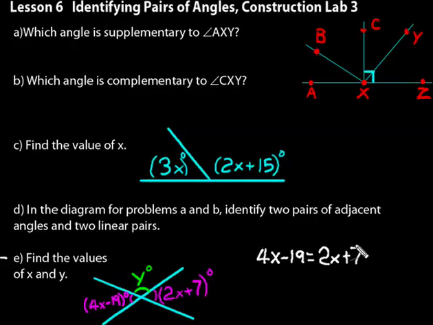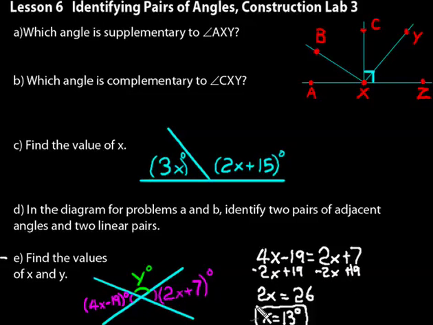So let's add a negative 2x to both sides, and we'll get 2x. Actually, let's go ahead and add 19 to both sides while we're at it, and we'll get 2x is equal to 26. x equals 13, and we'll put a degree symbol on that so we know what x is now. Now we can figure out the actual value of that angle. So let's look at the 2x plus 7. 2 times 13 would be 26, plus 7 would be 33 degrees.